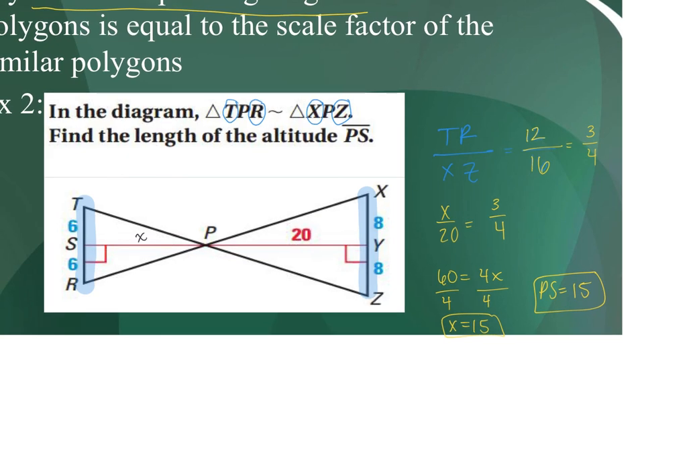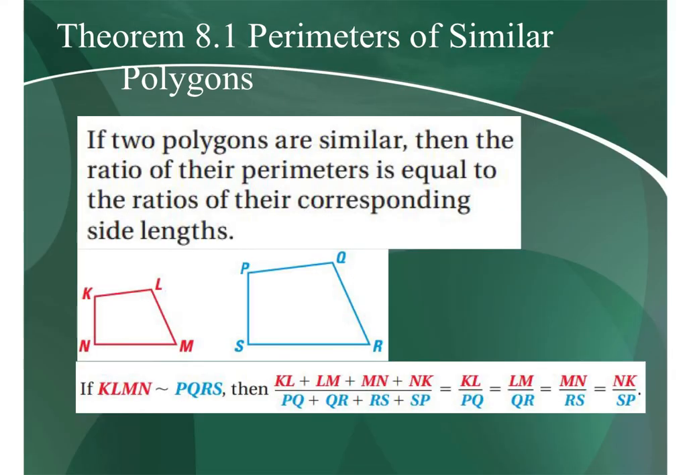About our two theorems, one example, and then we're done. Theorem 8.1, the perimeters of similar polygons. If two polygons are similar, then the ratio of their perimeters is equal to the ratio of their corresponding side lengths. In other words, the scale factor. So if two figures are similar, if you added up all their sides and divided by the perimeter of all the other figure's sides, that same ratio would hold for each of the sides individually, okay? We just looked at this in our other example.